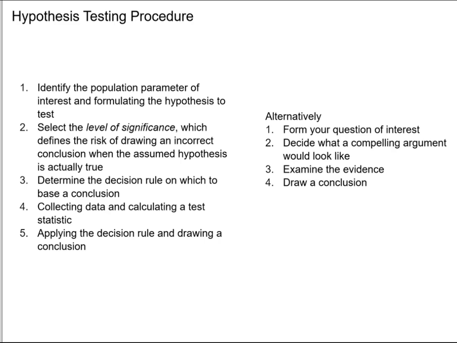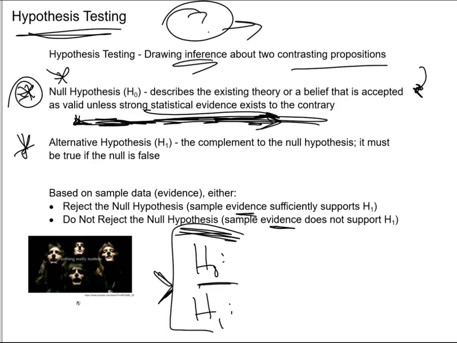Again, you may have seen different lists of this in an earlier statistics class, but these are the ones that I'm going to follow. So in general, when we're doing hypothesis testing, there's a couple of steps usually to the process. Number one, identify the population parameters of interest and formulate the hypothesis to test. So we've got to know what question we're asking about. Fundamentally, the question that we're asking about is going to show up in this null and alternative hypothesis.